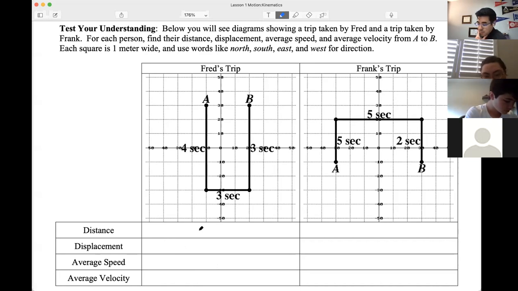He traveled 15 meters. Perfect. What about the displacement? 3 meters. Is everybody satisfied with Tiffany's responses? 15 meters and 3 meters?